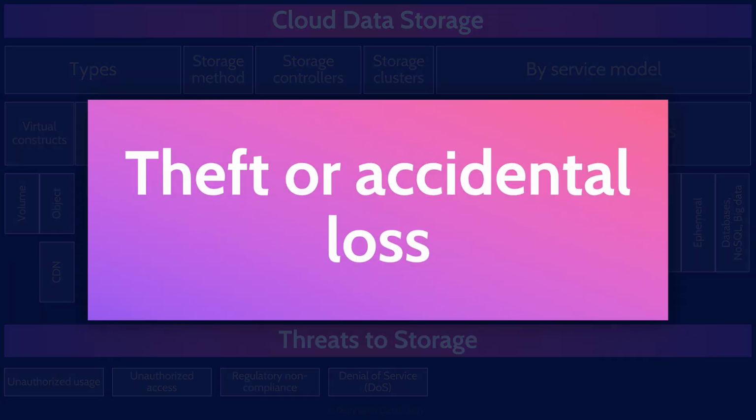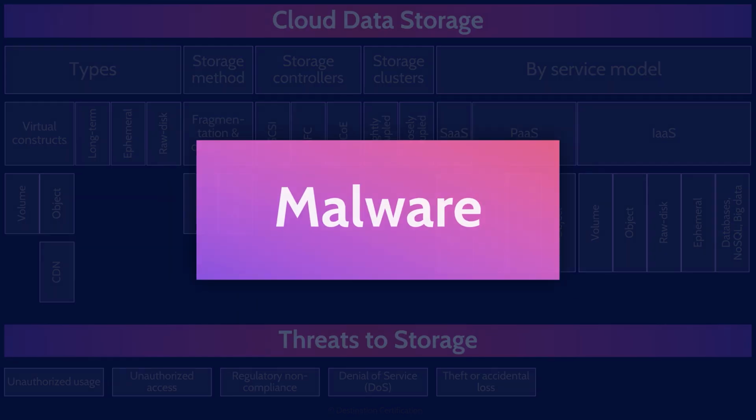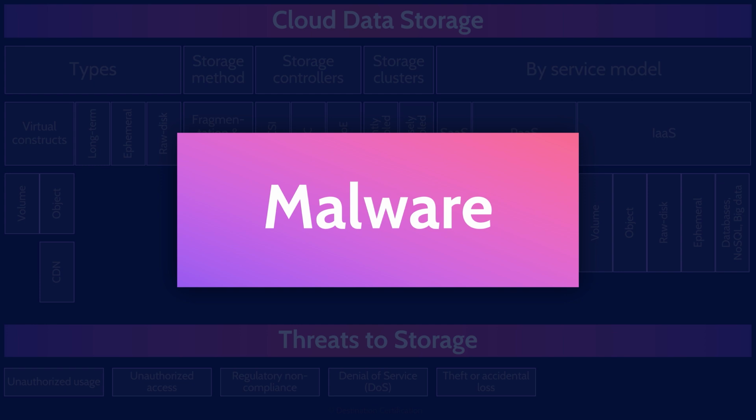Theft or accidental loss is the threat where data stored in the cloud can be accidentally deleted or lost due to human error or infrastructure failures. Additionally, data can be stolen if proper security measures are not in place. Malware is malicious software, such as ransomware or viruses, which can infect cloud storage, encrypt, or corrupt your data. This can happen through insecure APIs, user devices, or compromised credentials. And the result can be data corruption, loss, and ransomware demands, leading to financial losses and downtime.